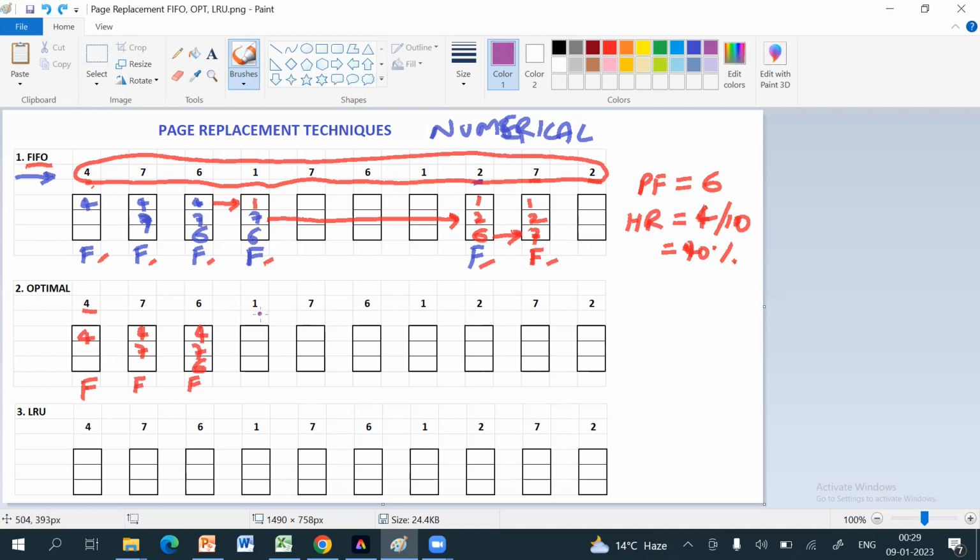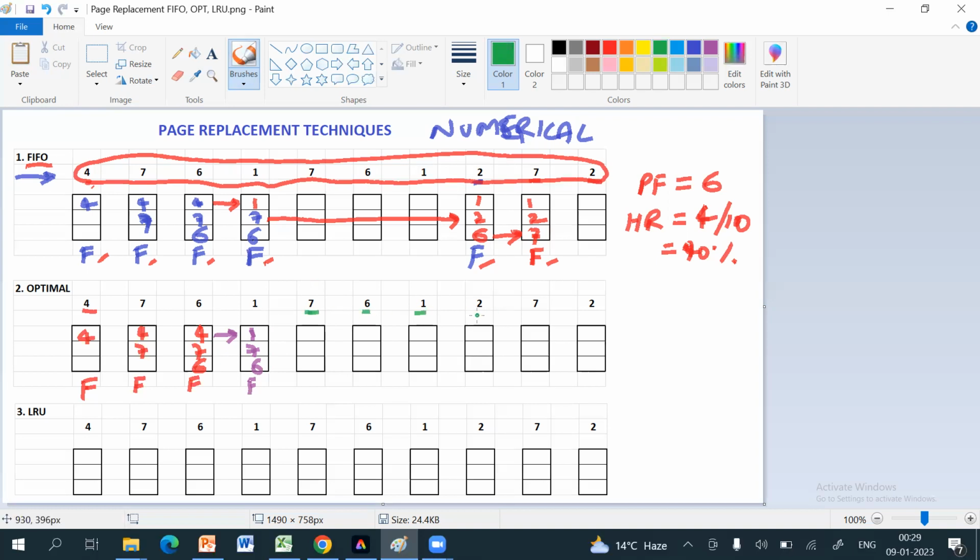As you're able to see, after 1 immediately there is 7, 6, but 4 is not found in the near future. Because 7 and 6 are in the near future, going forward 4 will not be used. So 4 will be replaced with 1. So now we'd have 1, 7, 6. Next in line is 7, already there. 6 already there. 1 already there. So no need to replace all these 3.